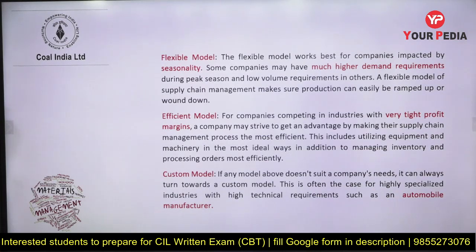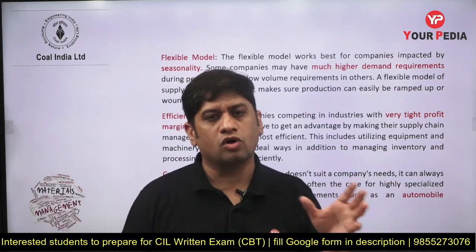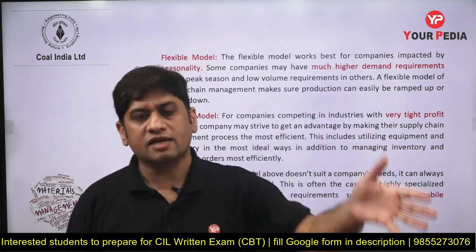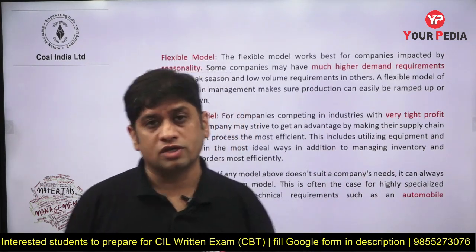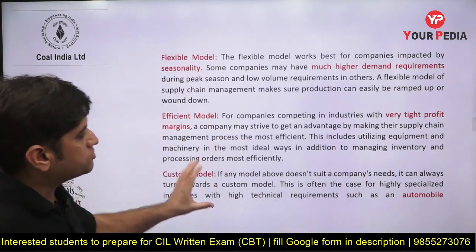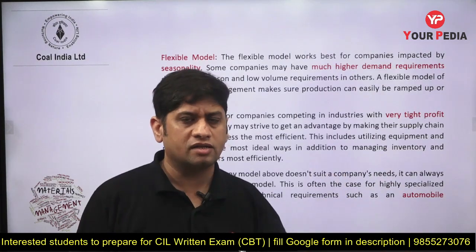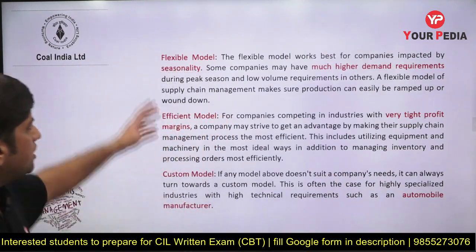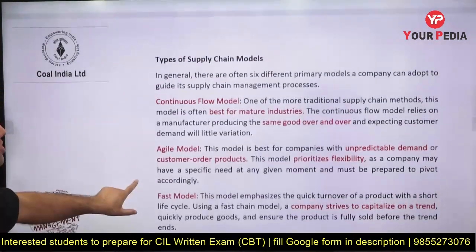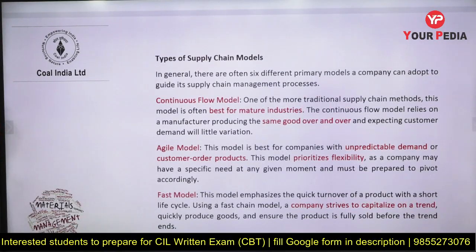There is the custom model. Custom model means custom made as per the requirement of a particular industry. Highly specialized industries having technical requirements, something like an automobile manufacturer, have their own requirements, and that is called custom requirement, and as per that you need to have those kinds of products. So custom model means as per the requirement of that company. So there can be different models for that. These are the 6 types of supply chain models on which companies work.